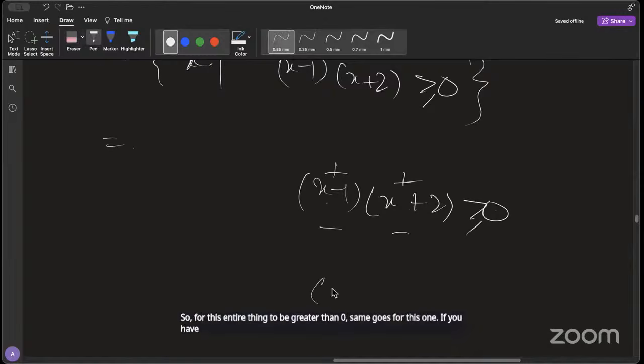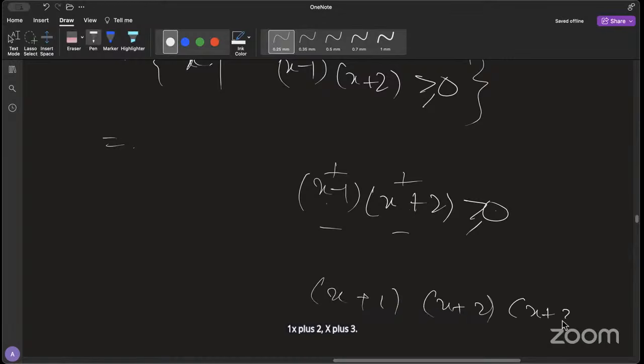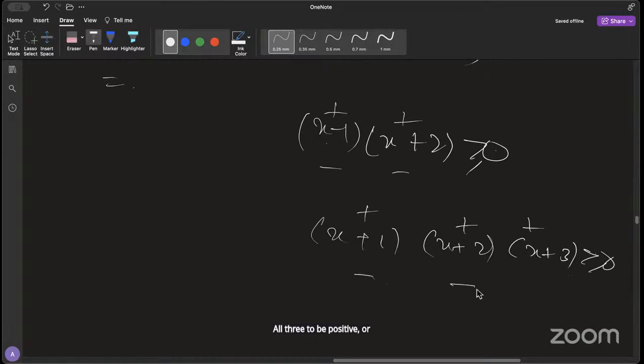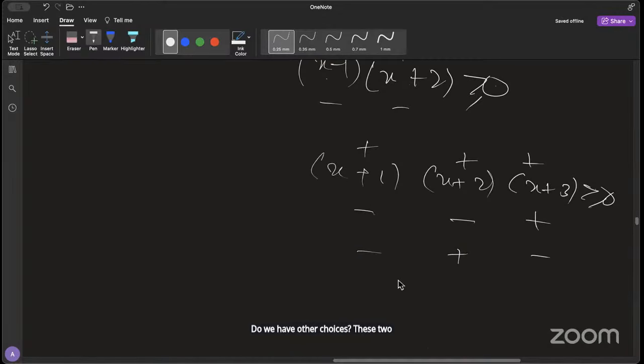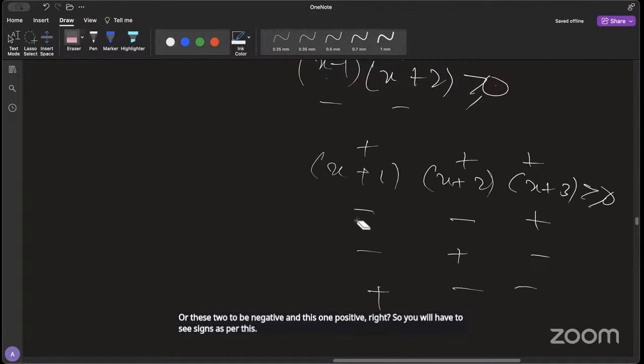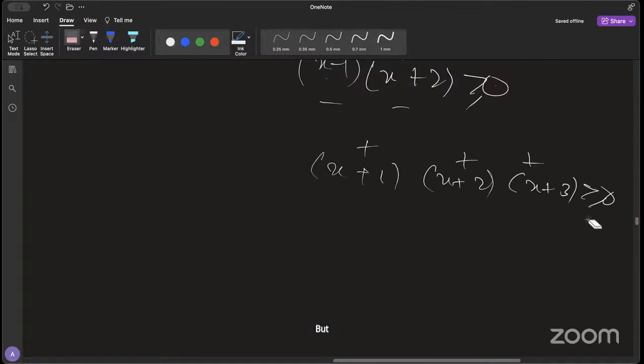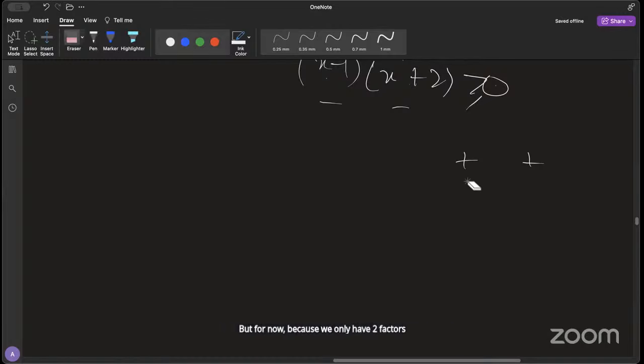Same goes for this one. If you have, let's say, (x plus 1)(x plus 2)(x plus 3), then you would want either all three to be positive, or two of them negative and one positive. So you'll have to see signs as per this. But for now, because we only have two linear factors here, we'll only go by these two.